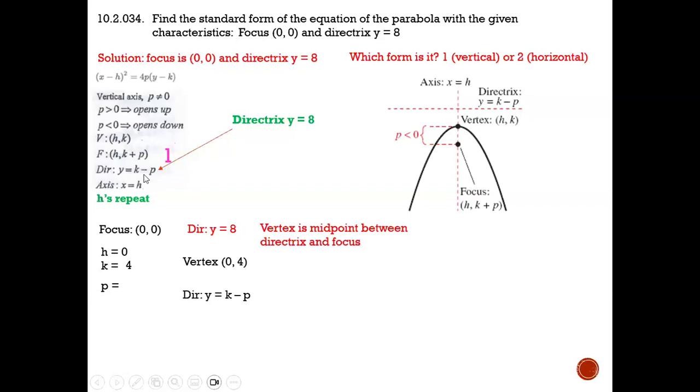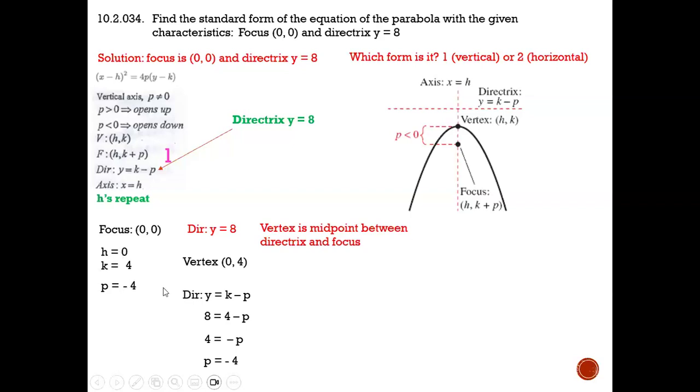I'm going to use the equation. What else do I have? Directrix is k minus p. So I know that k minus p equals 8 now because I have the y value. So I plug in what I know: y is 8, k minus p, k is 4. I'm going to use this equation to help me find p. Subtract 4 from both sides: 4 equals negative p. Divide by the negative on both sides to get positive p by itself. So p equals negative 4. So I have that value.